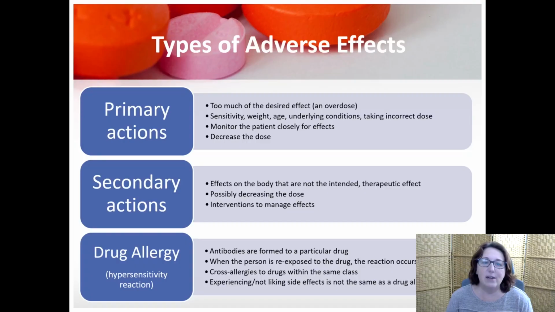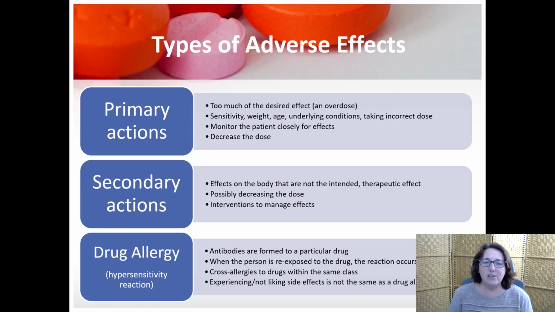What you may be seeing here is potentially the provider might decrease the dose, or we may do interventions to help manage the effects. So in the example that I just gave, we may encourage the patient to increase their hydration, to increase their fiber. Maybe we give a stool softener.